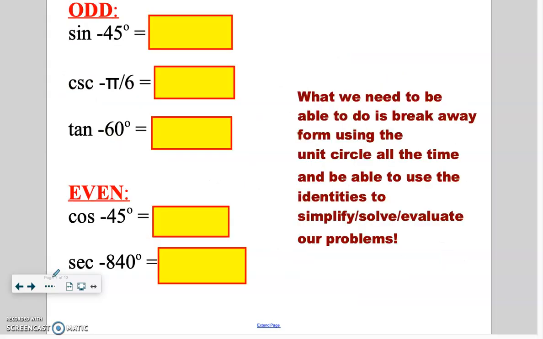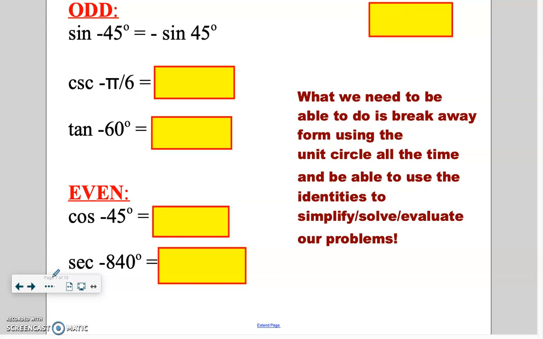Essentially, what's going to happen? Like I said, all this identity stuff, it's just shortcuts. That's all that it is. If we have an odd trig function, like, again, all three of these examples you see, we've got sine, cosecant, tangent. We don't have a cotangent, but that would fit in here as well. All of the odd ones. If we're going to find an odd function of a negative angle, essentially what we could do is just bring the negative out front.